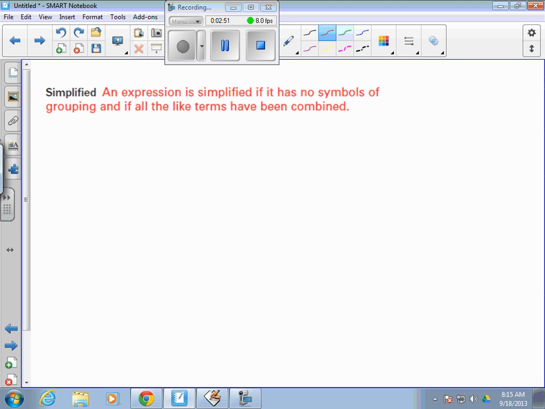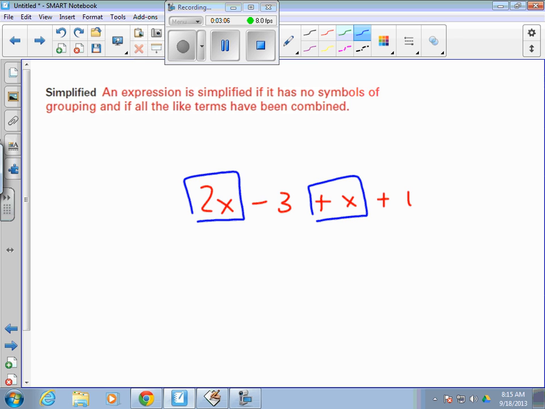Simplified means it has no grouping symbols and all of the like terms have been combined. So 2x minus 3 plus x plus 1. When you combine your like terms here and simplify it, 2x can be added to 1x to get 3x. And negative 3 can be added to positive 1 to get negative 2. Now, there are no longer any like terms together, so that is considered simplified.